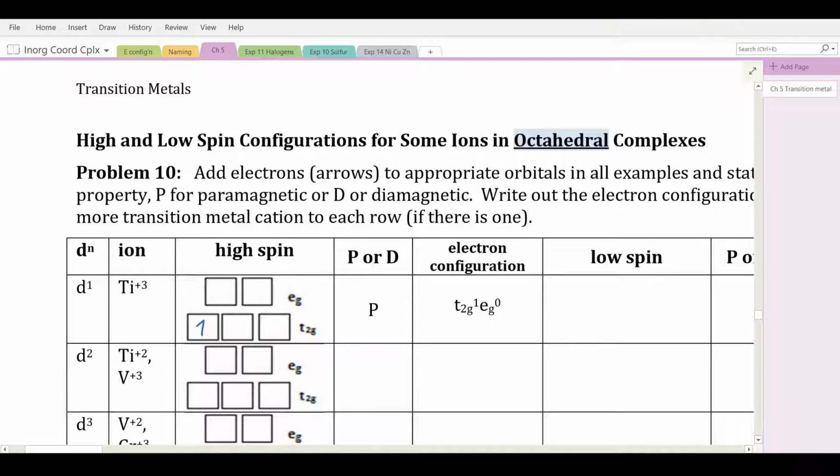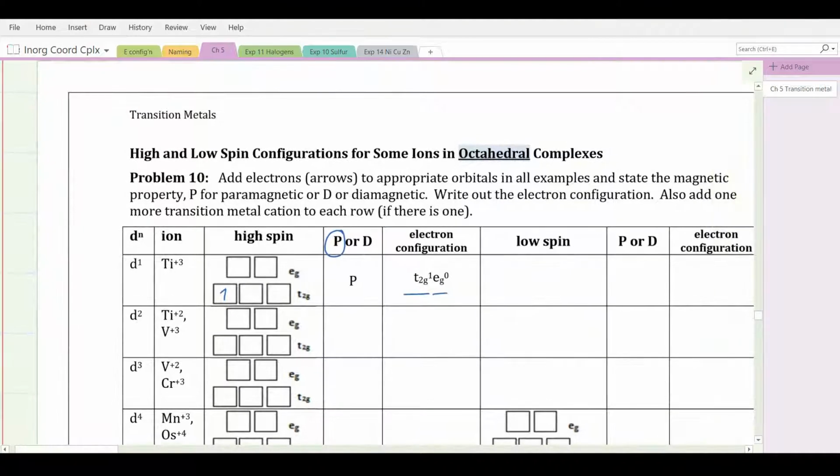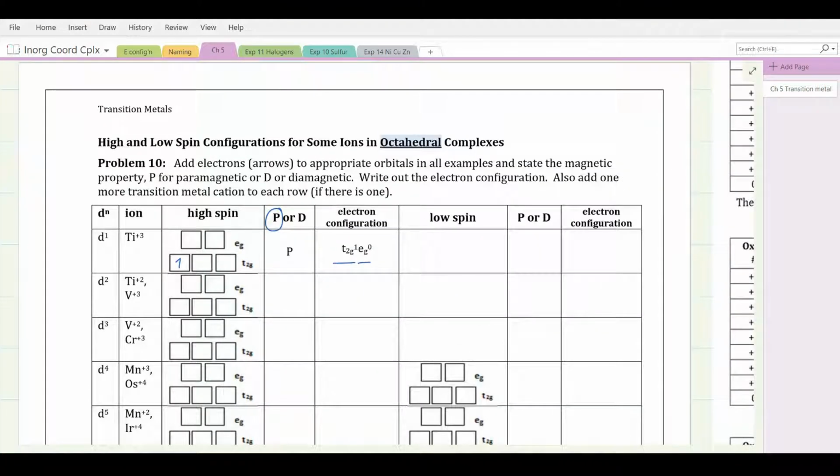The magnetic property is either going to be paramagnetic or diamagnetic. If there are one or more unpaired electrons, it's described as being paramagnetic. The electron configuration is written as T2g1 Eg0, just like we'd say s2p2. Now we can't really describe this as being low spin or high spin because it can only have one electron configuration. We don't differentiate between low and high spins until we get to 4 electrons or more, as you will see.